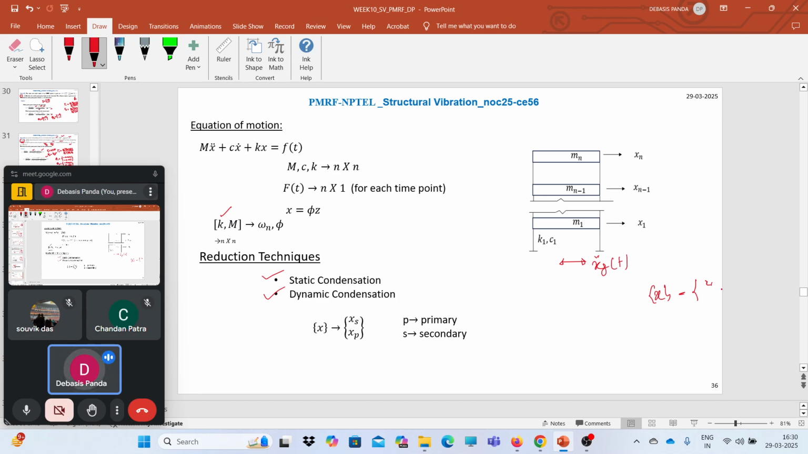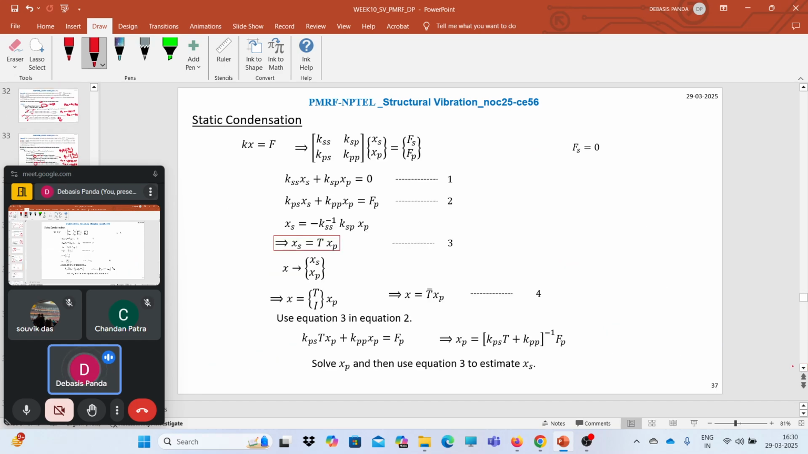We first categorize the generalized degrees of freedom into two categories. One is xs, the secondary, and xp, the primary generalized coordinate or primary degrees of freedom. Now we can easily express the generalized coordinate like this, xs and xp. Now for the static condensation case, for the static condition, we can write K into x is my f, right?